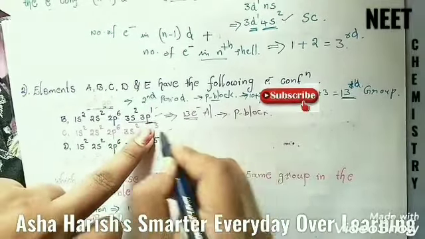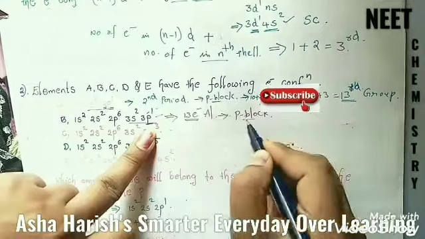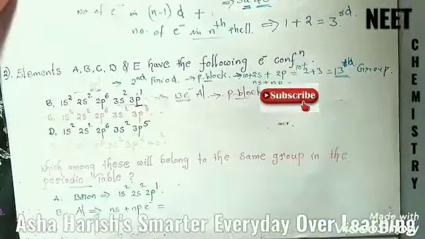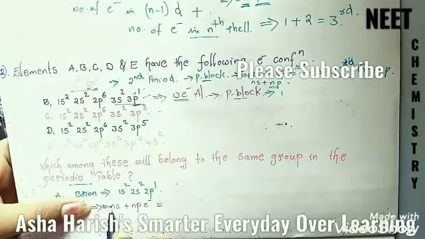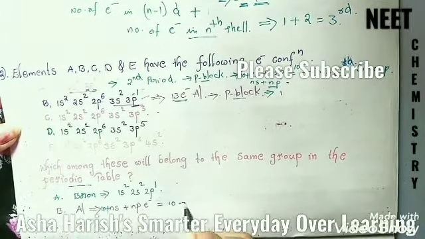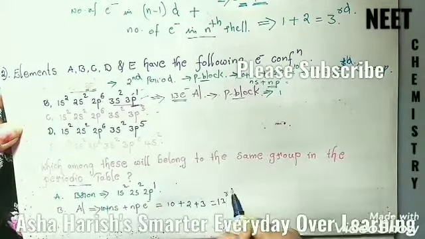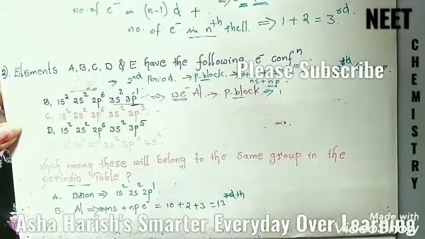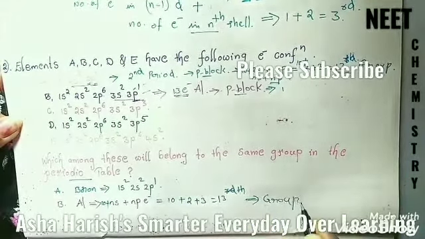Here, you can say aluminium belongs to P block. So for P block, you need to calculate the electrons: Ns electrons plus Np electrons plus 10. That is 10 plus 2 plus 3, again 13. So it is the 13th group. The group number is 13.